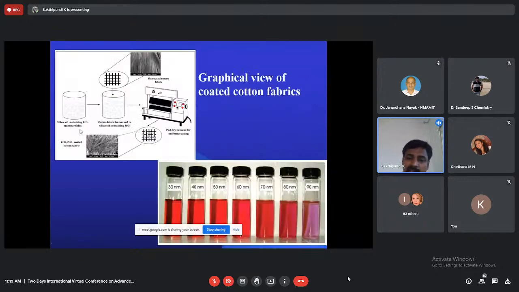Another one: nowadays everyone likes pink color, especially girls, everywhere. If you increase the particle size, you will get a different pink color. 30 nanometer will give this kind of pink color, whereas 90 nanometer gives this pink color. So if you increase the particle size, you can get different kinds of pink color. That will be used along with fabrics.